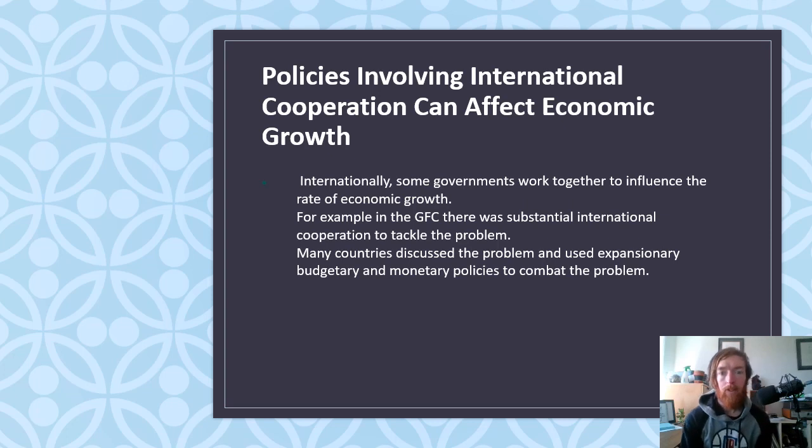Lastly, let's talk a little bit more about that international side of things. Policies involving international cooperation can affect economic growth. Internationally, some governments work together to influence the rate of economic growth. For example, in the GFC, there was substantial international cooperation to tackle that problem. Many countries discussed the problem and used expansionary budgetary and monetary policies to combat it. Similar is happening between some countries now.